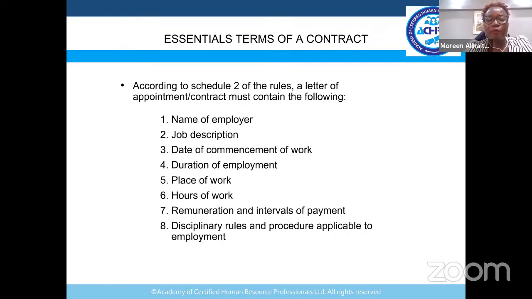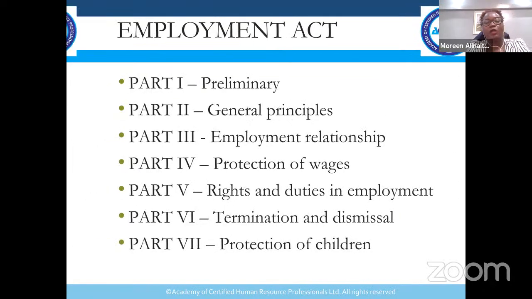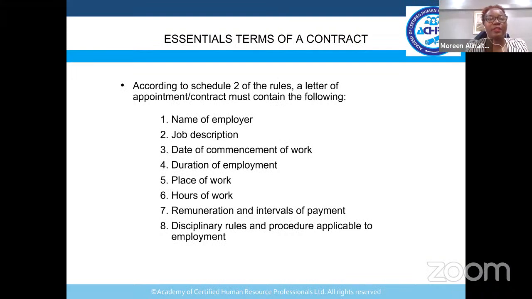It's important if you put it in your contract, because at the end of the day, somebody can say they did not get to see the manual, so they did not know the disciplinary procedure and all that. So it's very important for you to have it as a term of your contract, and the rules specifically provide for that. You leave it out at your own peril, because at the end of the day, it is you who has to prove in court that you actually provided this type of information to your employees, okay?